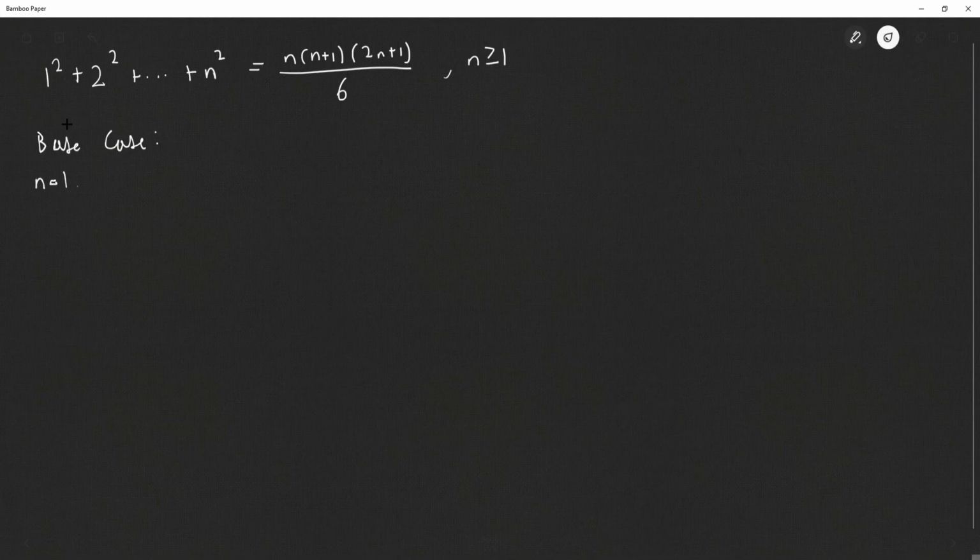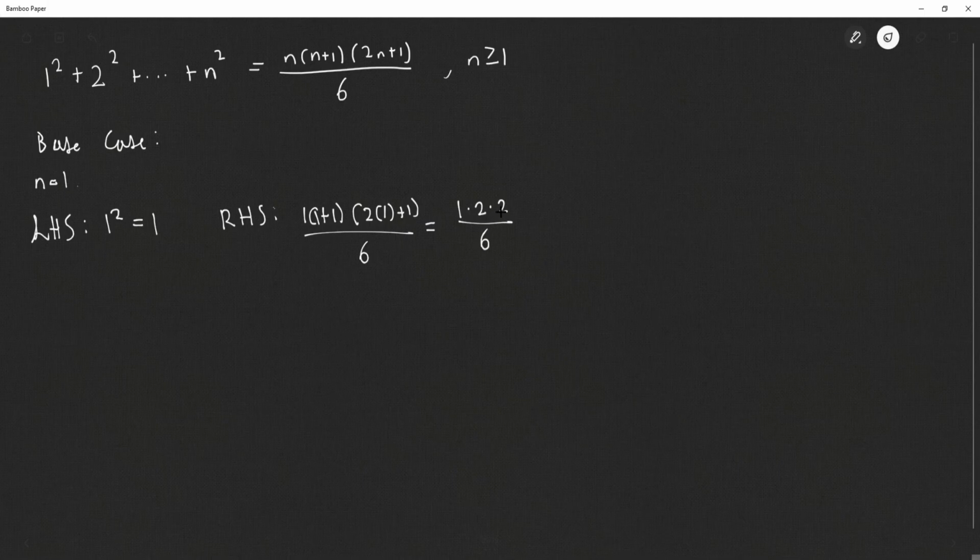So what we do is we just try the left side and the right side. The left hand side is just going to be 1 squared, so that obviously is just going to be equal to 1. But now we want to try our right hand side as well to make sure that they are equal. So we plug in 1 for n, so this becomes 1 times 1 plus 1 times 2 times 1 plus 1, all divided by 6, which becomes 1 times 2 times 3 all divided by 6, which equals 1, which means that the base case works.